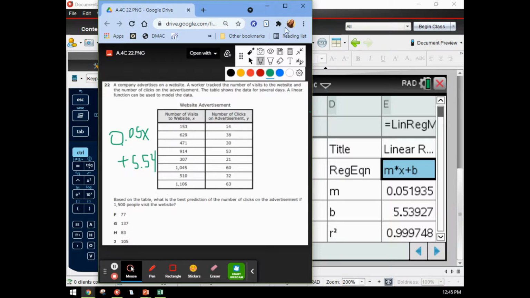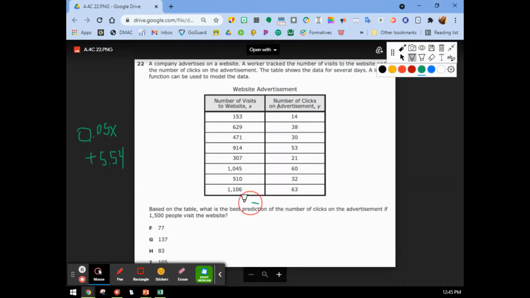The question then goes on to ask: based on the table, what is the best prediction of the number of clicks for 1,500 people? That means I'm going to place 1,500 in right here for my x and solve. So 0.05 times, now you have to go to a calculator page to do that on your calculator, right? So 0.05 times the 1500 plus the 5.54. Okay, 80.54. So of these numbers here, which one of these is closest to 80.54? 83, or 77.